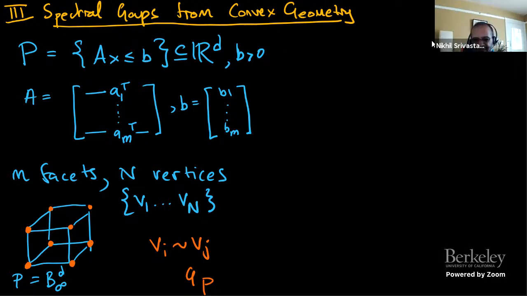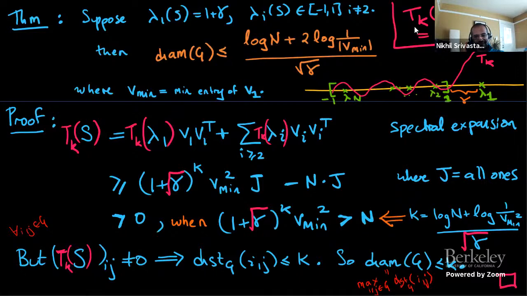Okay, so thanks everybody for sticking around. Previously, before the break, I showed you this theorem S, which says if you have a generalized adjacency matrix for a graph with a spectral gap and a positive top eigenvector, which Cynthia pointed out, then you get this nice diameter bound. And now I'm going to show you how to apply this to polytopes.